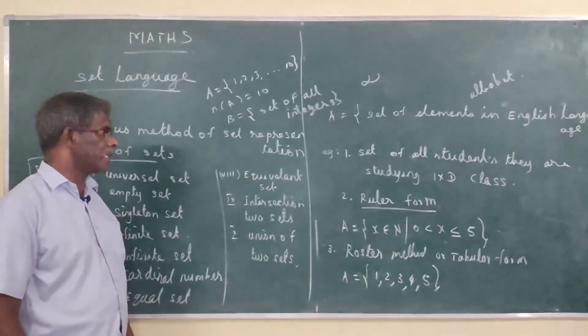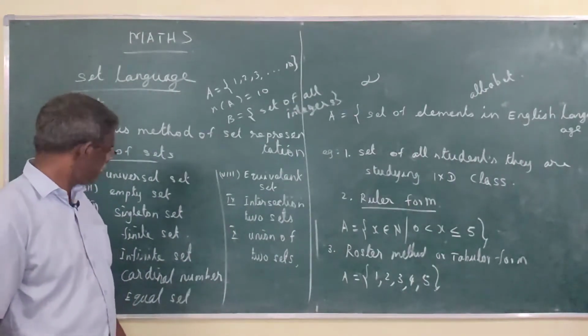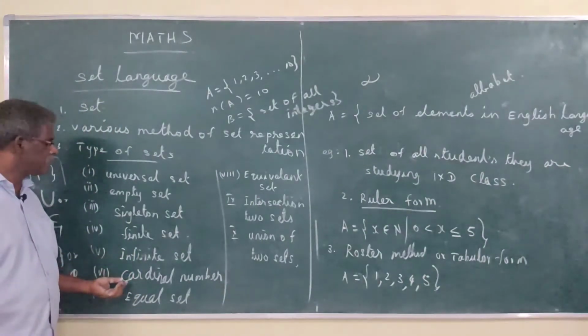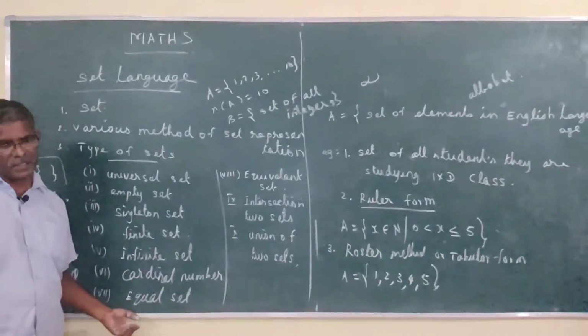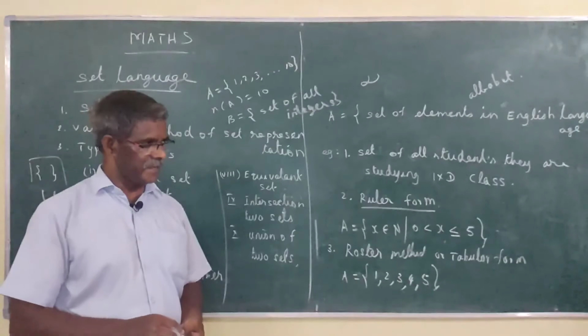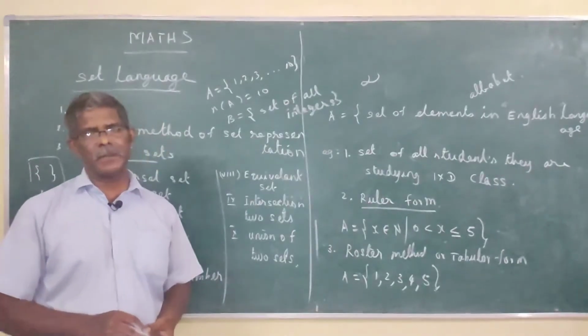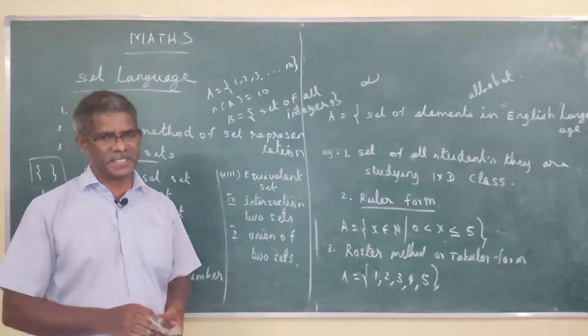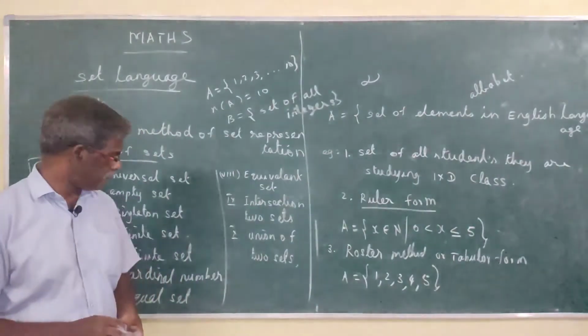So that's why it is called an infinite set. So you are now clear about the finite set and infinite set. Also you know the cardinal number. So what is the meaning of cardinal number? If they give you a set and ask you to find the cardinal number, you have to find the number of elements in that set. That is called the cardinal number.